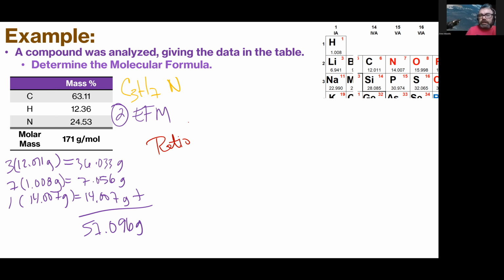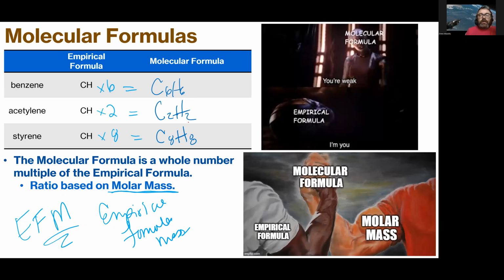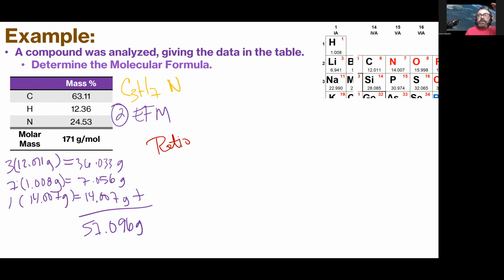We said at the very beginning of this, let's go back here, the molecular formula is a whole number multiple of the empirical formula. So to get our ratio, we're going to take the molar mass we were given and divide it by the empirical formula mass. This number needs to be greater than 1, and it should be a whole number. Okay, so let's do that here.